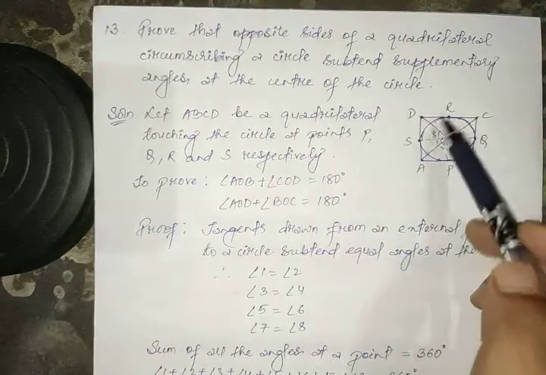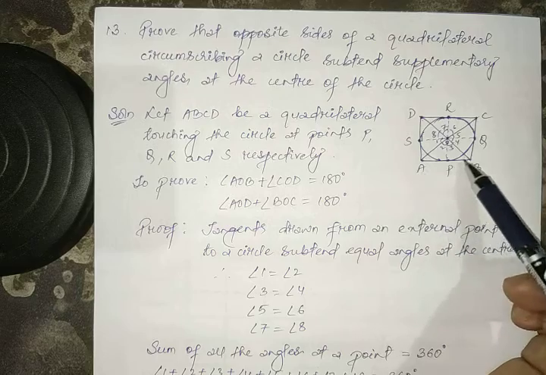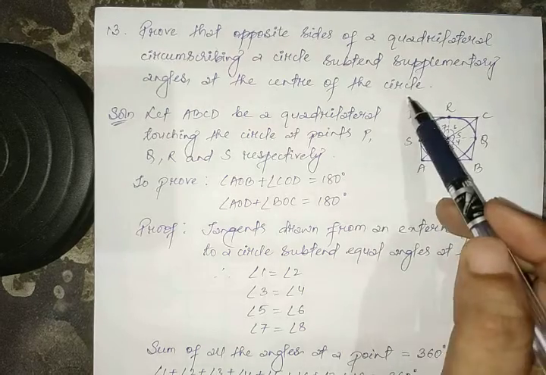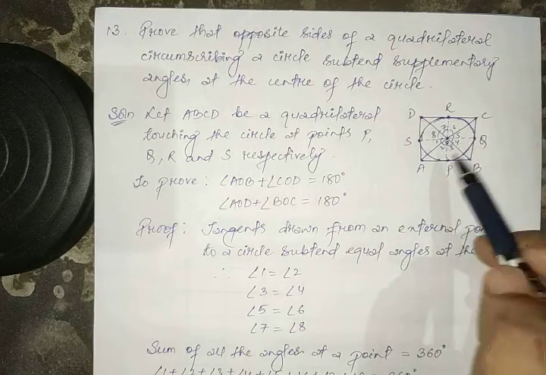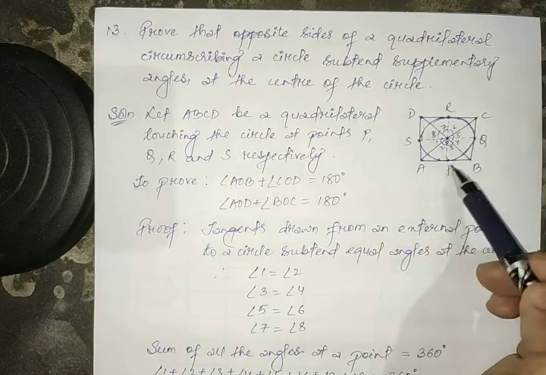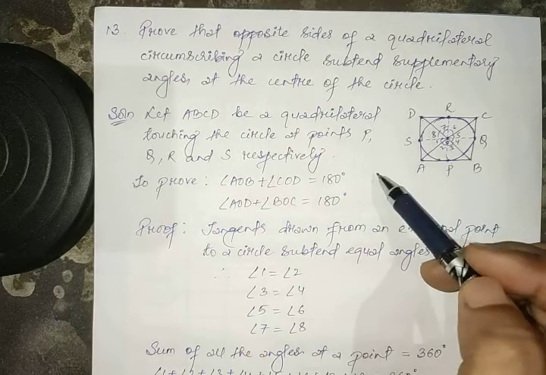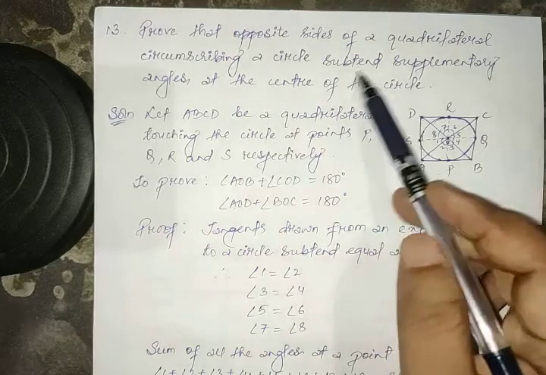So here you have to draw the figure. You have a circle and a quadrilateral. This quadrilateral is touching the circle. Circumscribing means touching the circle. So here I have considered a quadrilateral ABCD which is touching the circle at points P, Q, R and S respectively. And what we have to prove is that opposite sides of a quadrilateral.